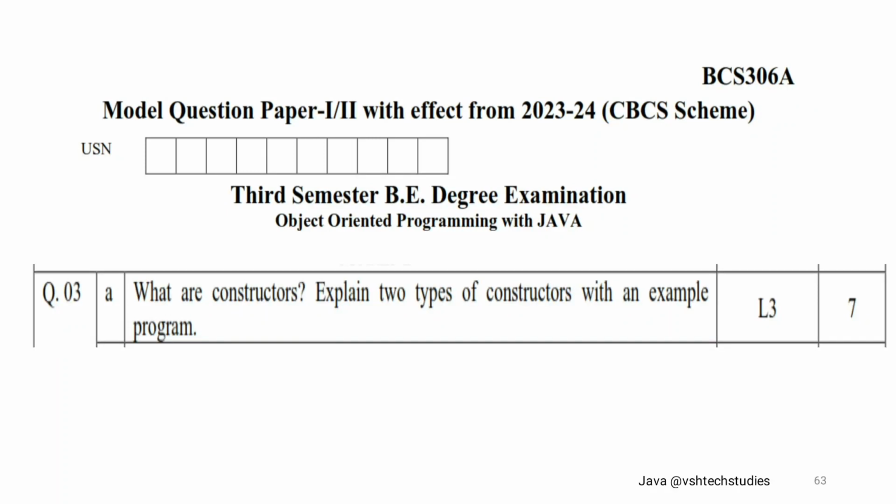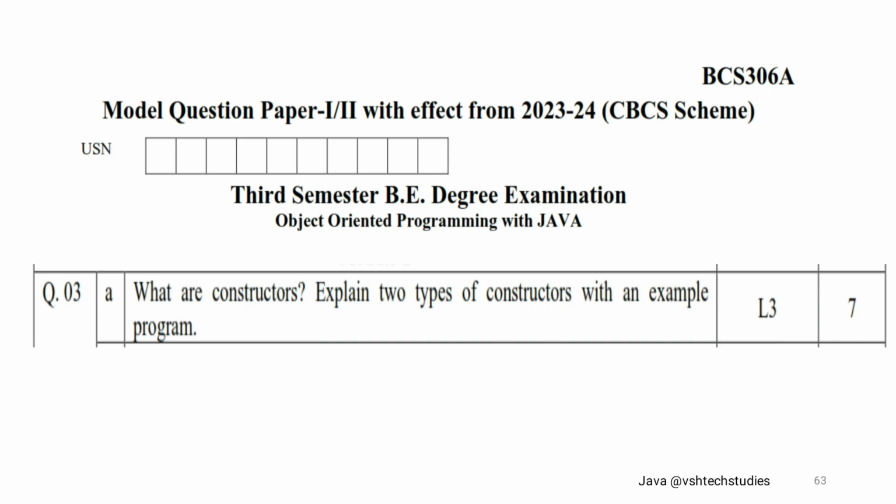Today we shall discuss model question paper 1-2 with effect from 2023-24 CBCSK third semester BE degree examination of the subject Object Oriented Programming with Java, subject code BCS306A. In that, question number 3a: What are constructors? Explain two types of constructors with an example program. It carries 7 marks.